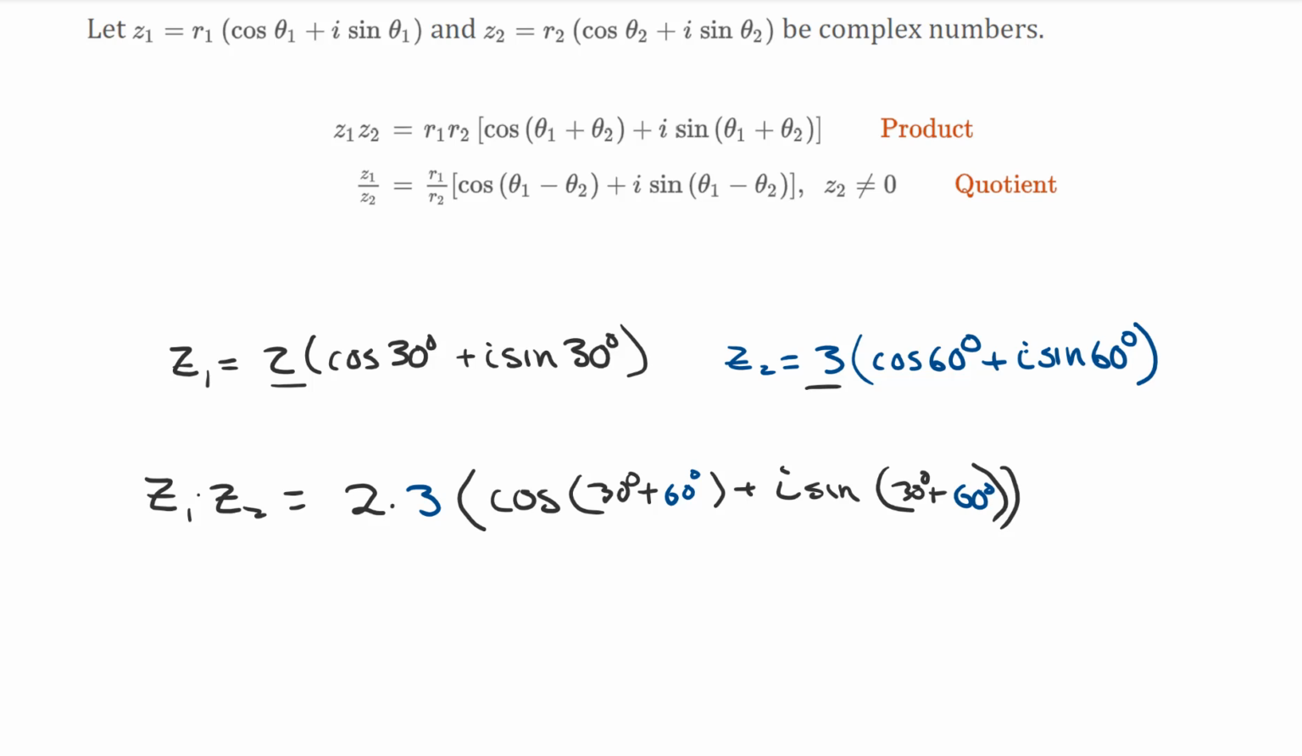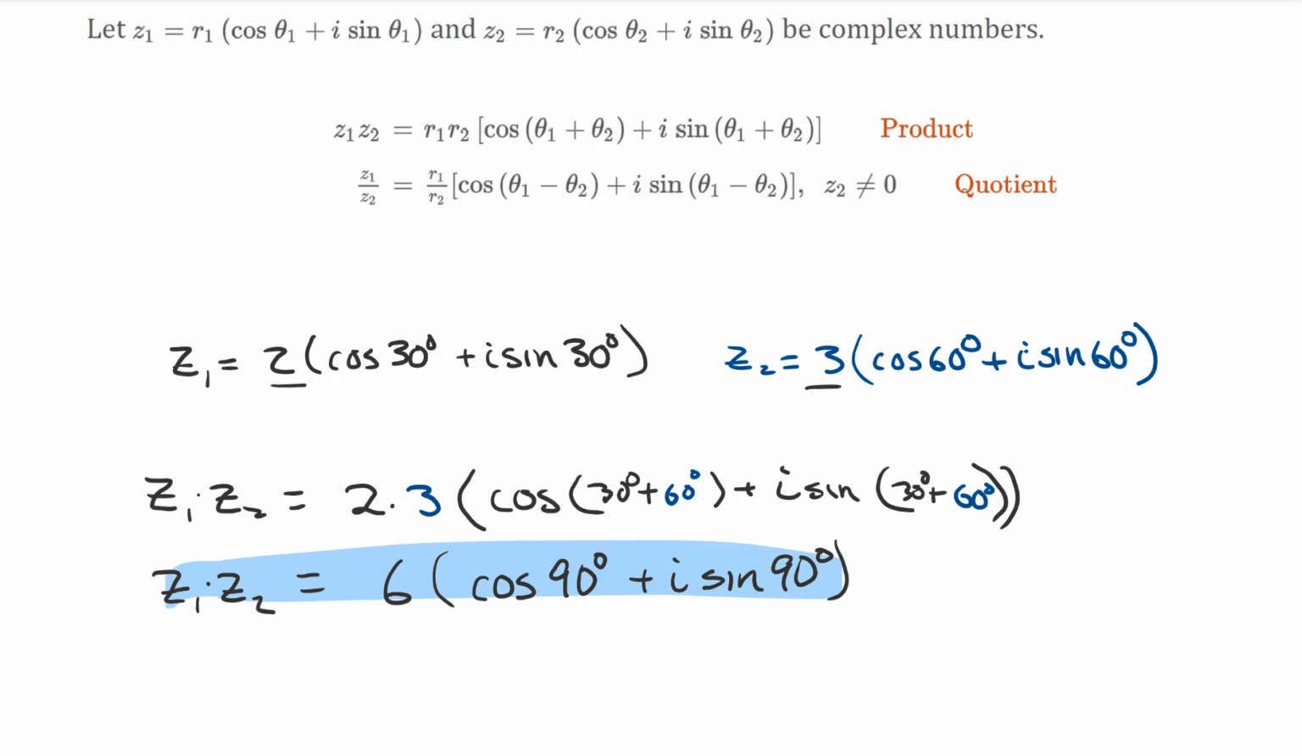And then we want to clean it up. This is going to clean up quite a bit. This is going to be 6 times cosine of 90 degrees plus i sine of 90 degrees. Cool. There it is. We found our first complex number times our second complex number. And that is a good answer.